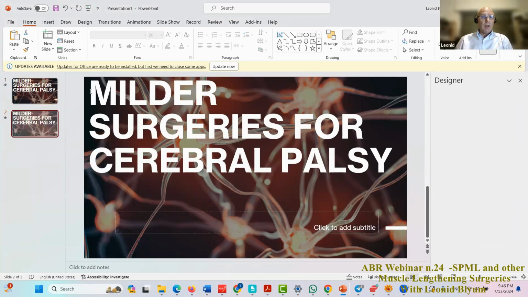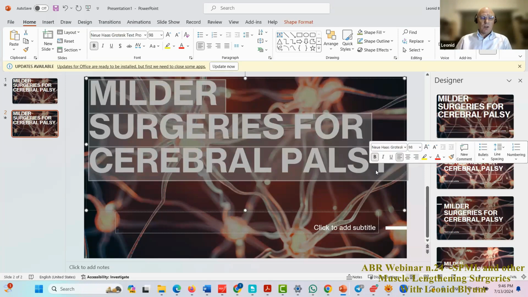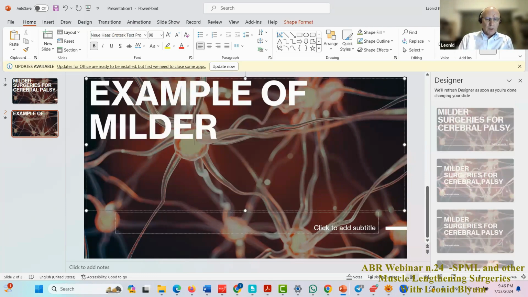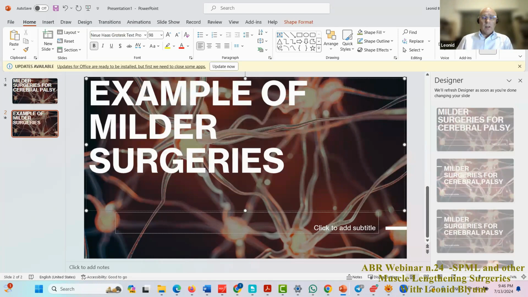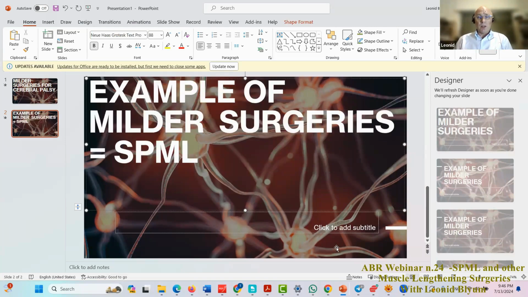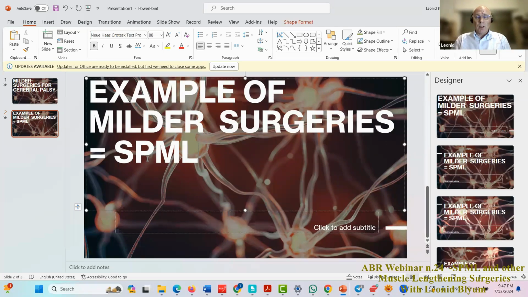So this is really just a form. So in that sense, that's just an example, right? It's an example of milder surgeries. So as a result, what we are going to discuss is this: first we have to discuss the bigger picture, like what are the surgeries in general, right, per se, and then get into the next dimension of the SPML. So that's kind of one dimension.